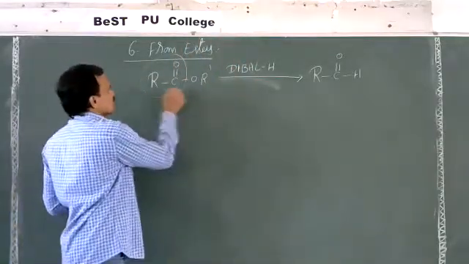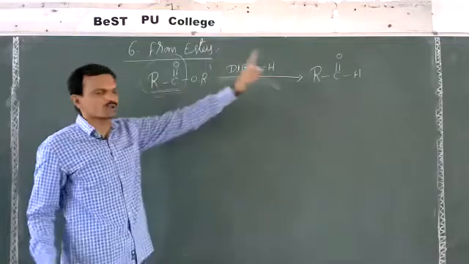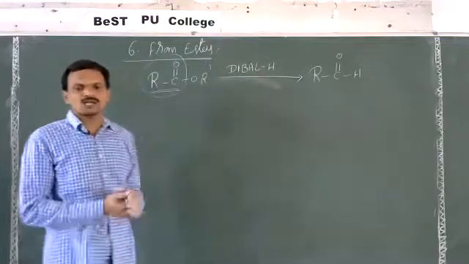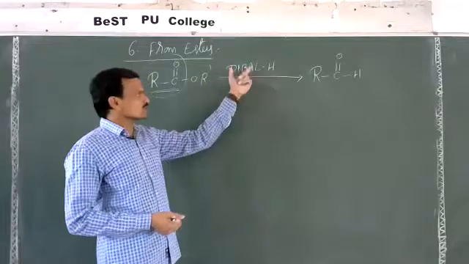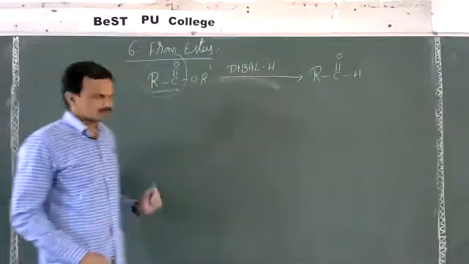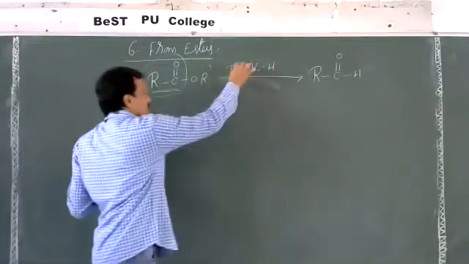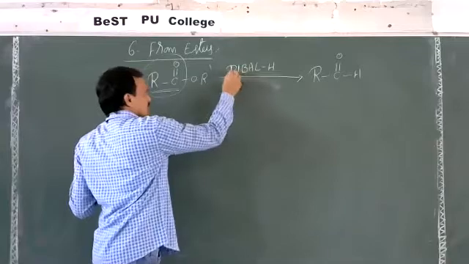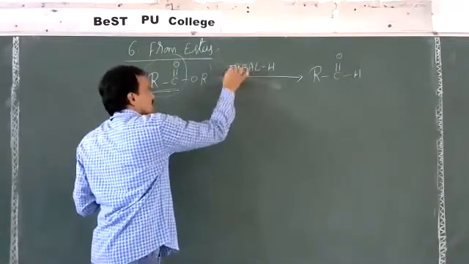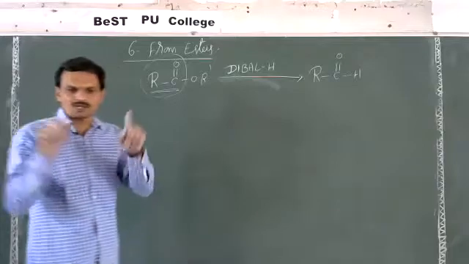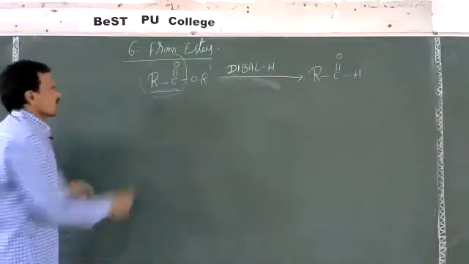What the RCO group is there, that RCO group is converted to corresponding aldehyde in the presence of DIBAL-H. Okay, so it is used for selective reduction. It reduces only certain functional groups, not all. And that list of functional groups which are reduced by DIBAL-H is given in the alcohol chapter in the form of a table. I'll refer to that once later.